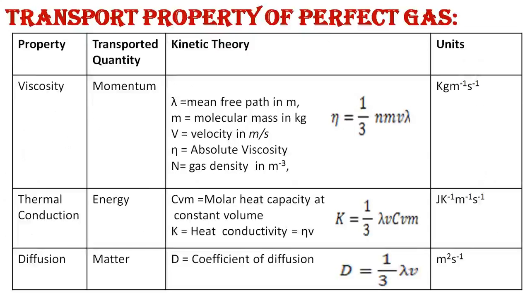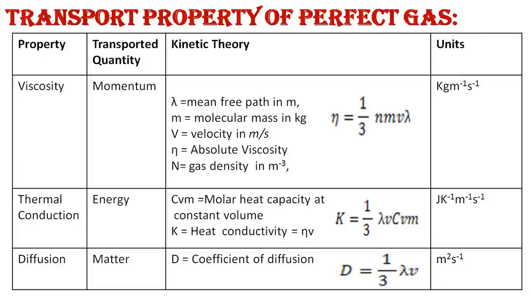Now the table shows how these three transport properties compare. The first one is viscosity, where the transported property is momentum. Then thermal conduction, where the transported property is heat. Then diffusion, where the transported property is mass. So what is the kinetic relation or theory for each property?